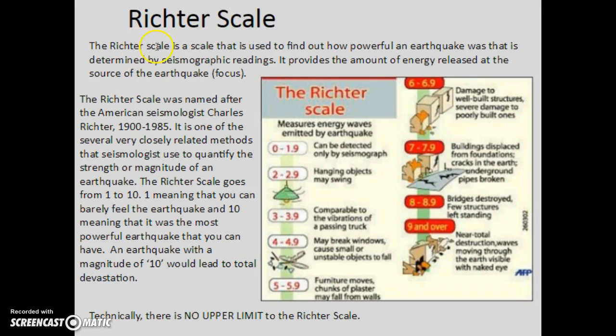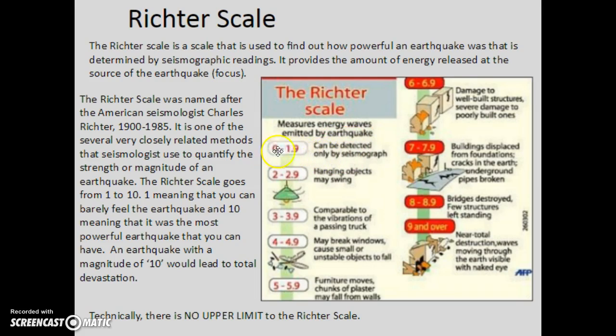So the Richter scale is a scale used to find out how powerful an earthquake was. That's determined by seismographic readings, and it provides an amount of energy released at the source of the focus. So here's what we can look at. It measures the energy of the waves emitted by the earthquake.